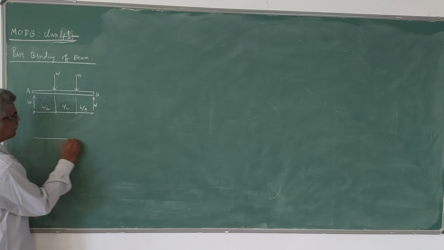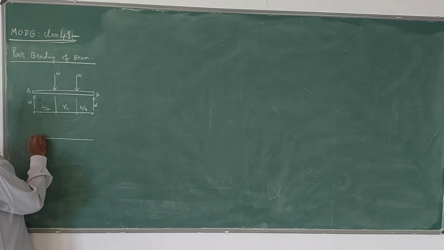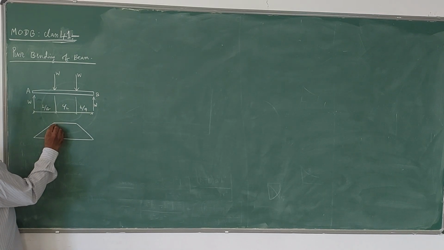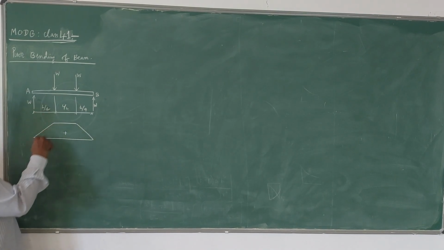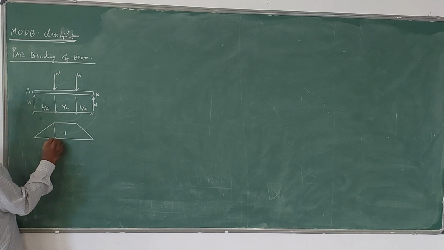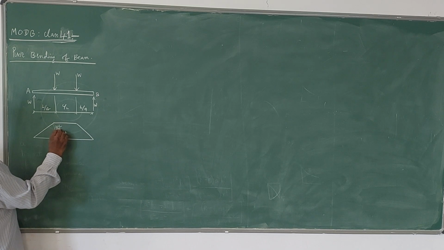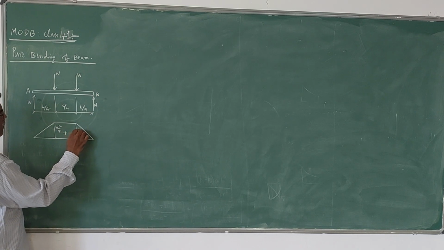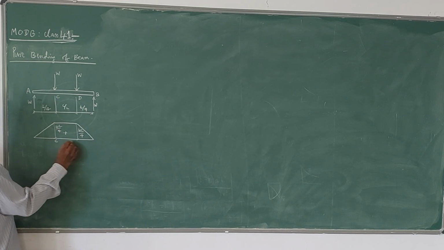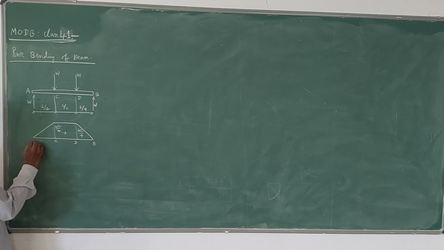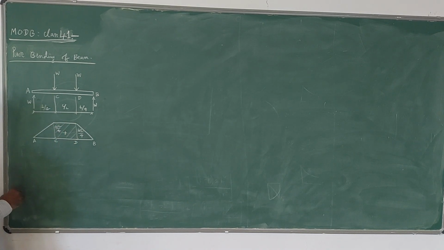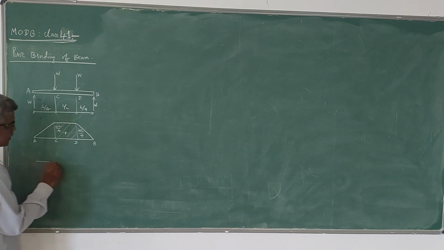Now if you plot the bending moment diagram for this, you will have a bending moment like this. This value, of course, is subjected to a certain positive bending moment. So this bending moment value is WL by 4, and this is also WL by 4. That means in the region CD, between C and D, you can observe that the bending moment is constant, WL by 4.